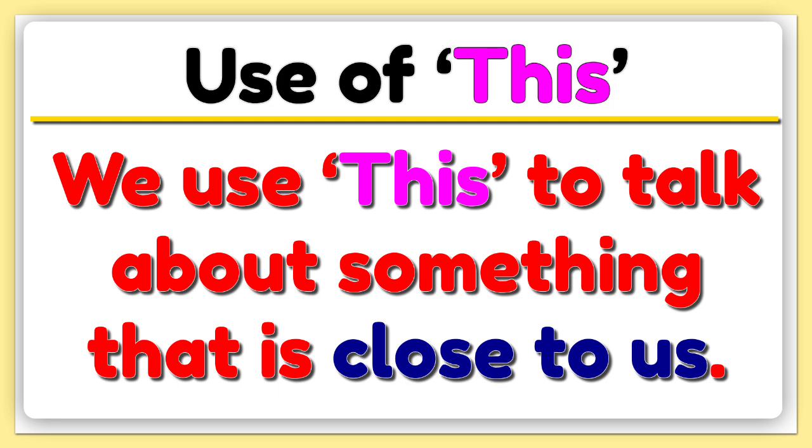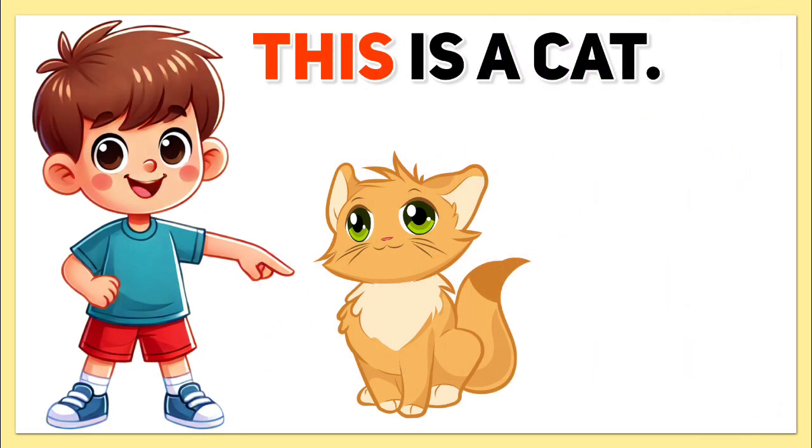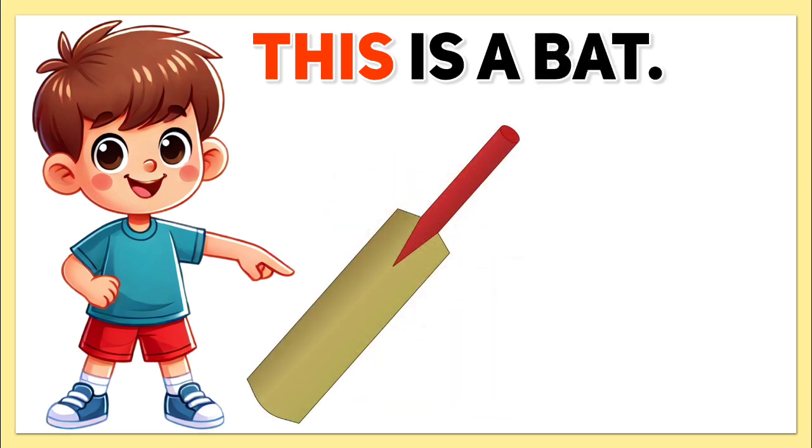Use of this. We use this to talk about something that is close to us. Let's understand this with some examples. This is a cat. This is a bat.